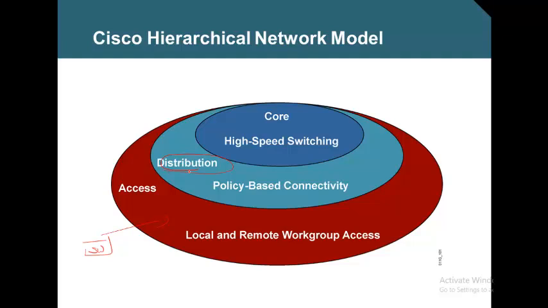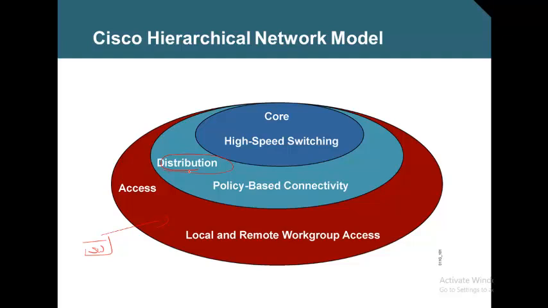Communication between one VLAN and another VLAN, is it routing or switching? Yes, routing. Only for routing, the traffic will go to the distribution layer. If the communication is between the devices of the same VLAN, then it will be local switched in the access layer. The traffic will not go up.